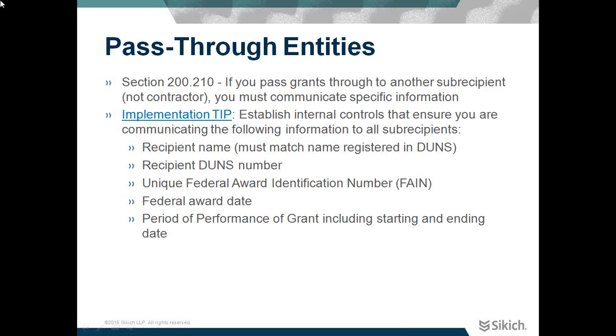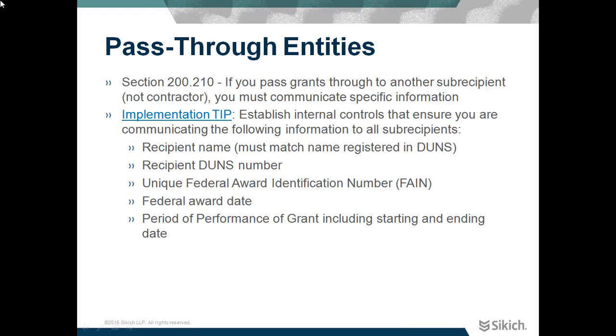What's some of the information that's needed? You need to have the recipient's name, which has to match what's in the DUNS system. Making sure that they have a DUNS number is important as well. And then the unique federal award identification number, the FAIN. That's something relatively new that came out, I believe, in 2013. It's a unique number for each federal award, intended to enhance data quality so the public can monitor and track specific government awards and how the spending is going on those awards. That's the number you're starting to see now on newer grants.